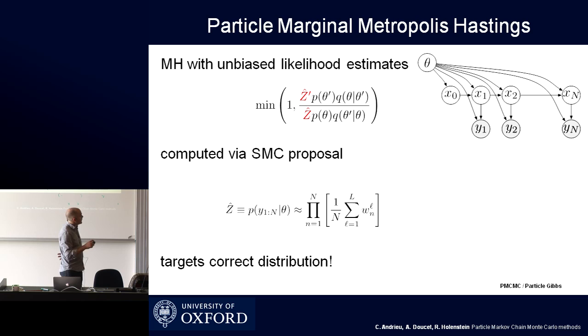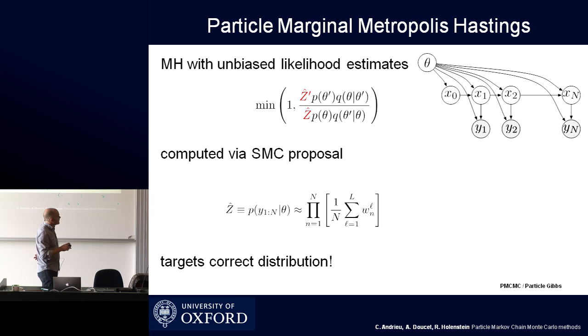proposal. So basically what this means is that we can do inference in a model like this by running a particle filter, computing these unbiased evidence estimates, running another particle filter, computing an evidence estimate, and comparing the ratio of those for two different values of theta, and accept or reject the value of a sample from theta according to this rule.